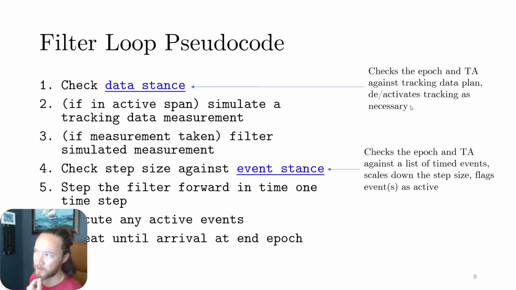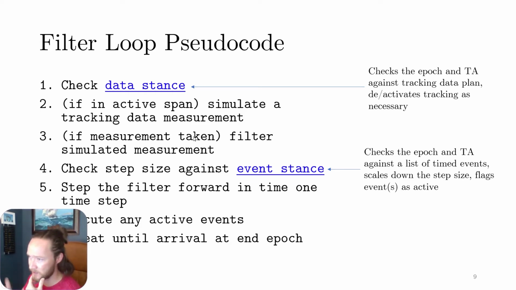And then there's a little bit of logic inside that handles handovers, or not, if you want to disallow handovers. So if the data stance comes back and says that, yes, we are in an active data span, it will then simulate a tracking data measurement corresponding to who is active. If that measurement is taken, then it will be filtered, and that will update the estimated state and covariance.